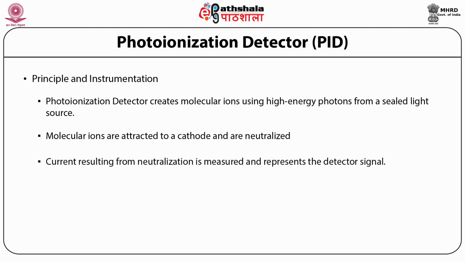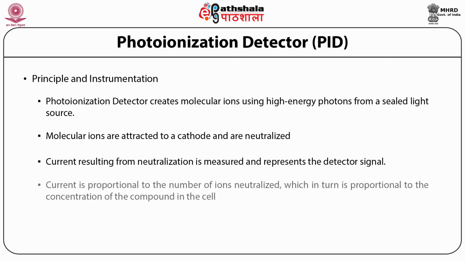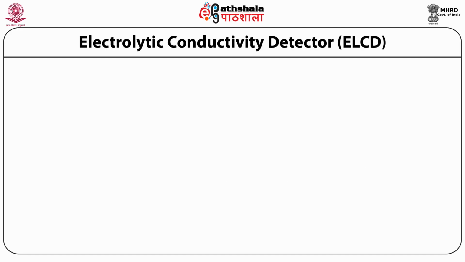The current resulting from neutralization is measured and represents the detector signal, and this current is proportional to the number of ions neutralized, which in turn is proportional to the concentration of the compound in the cell. The next selective detector which we will study is the electrolytic conductivity detector, that is, ELCD. The electrolytic conductivity detector is a destructive, mass-sensitive, selective detector.